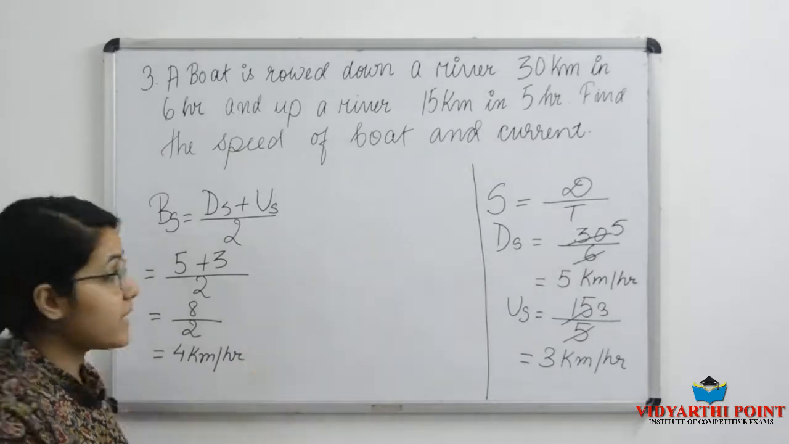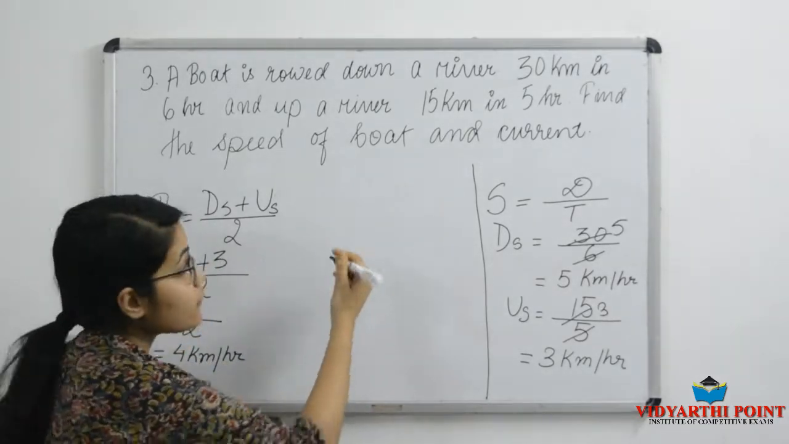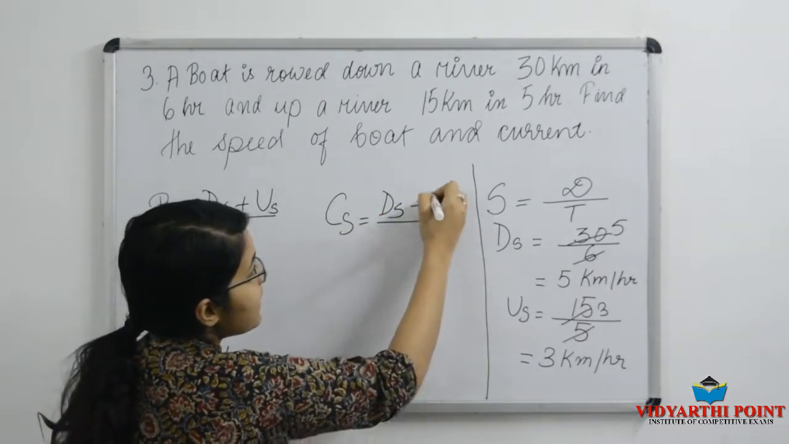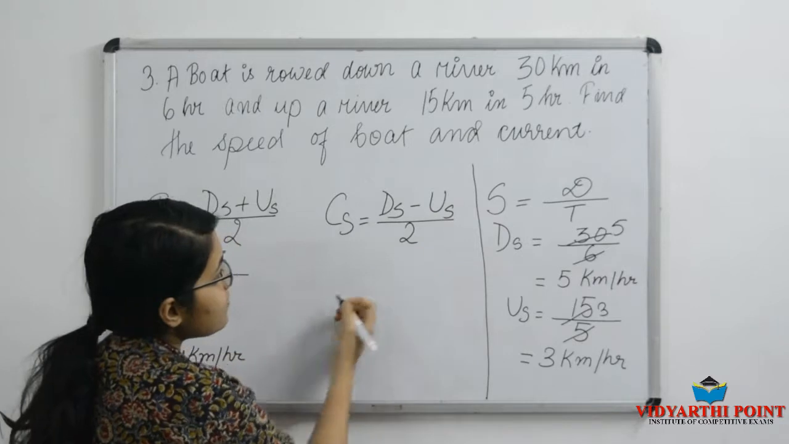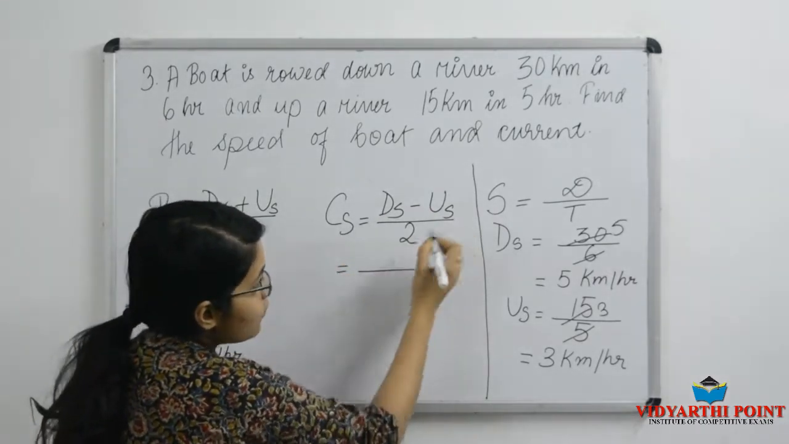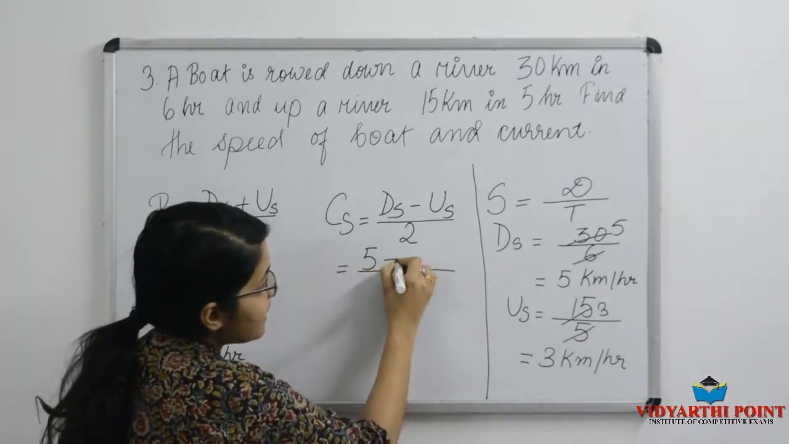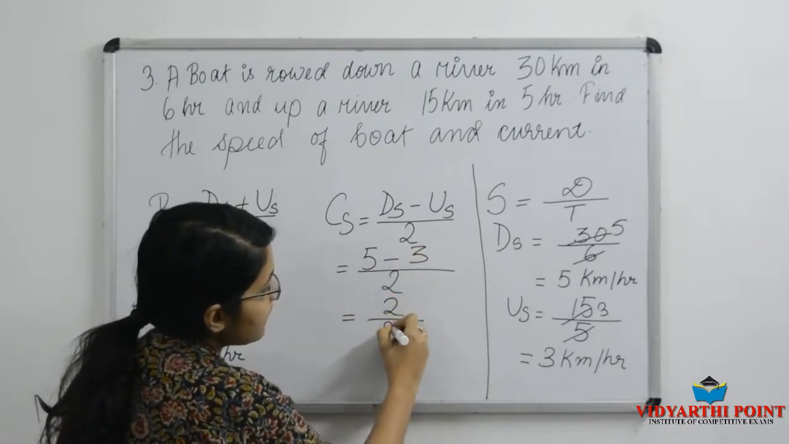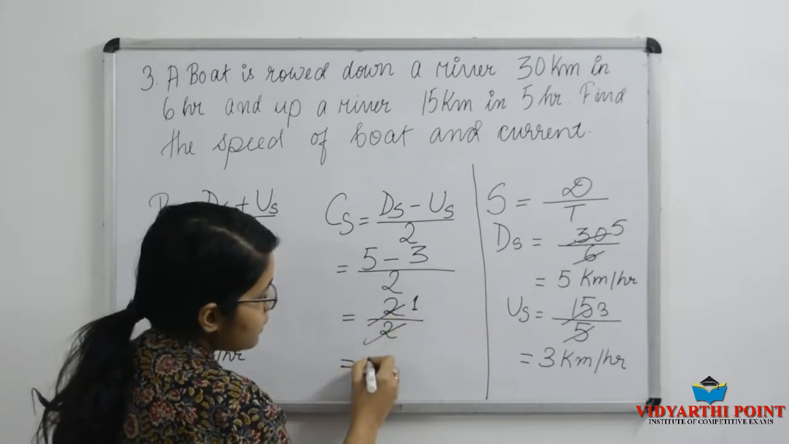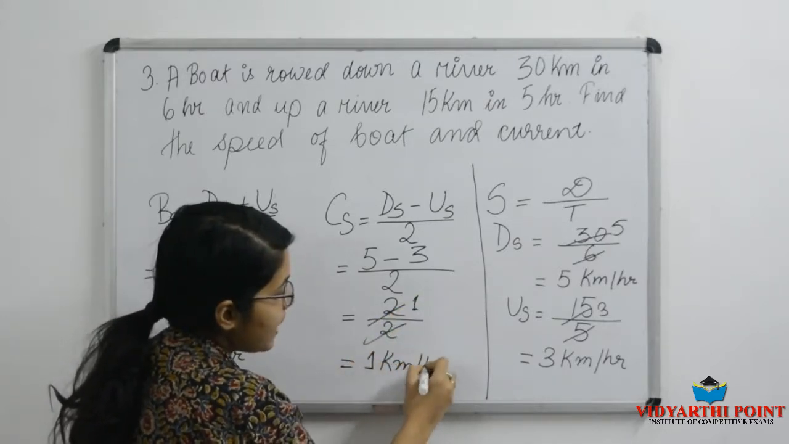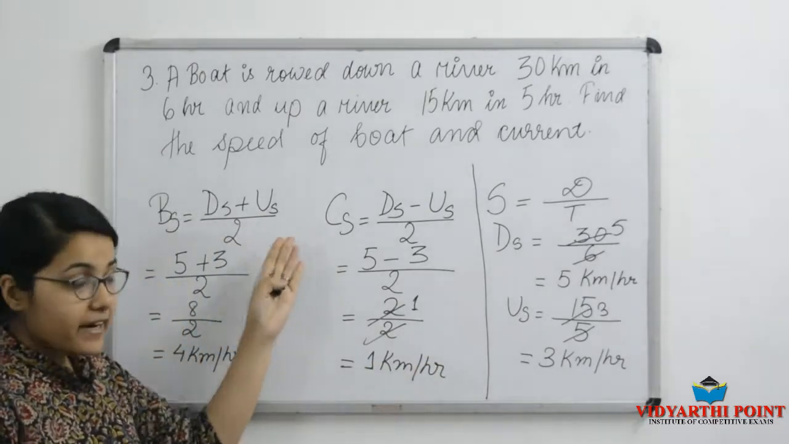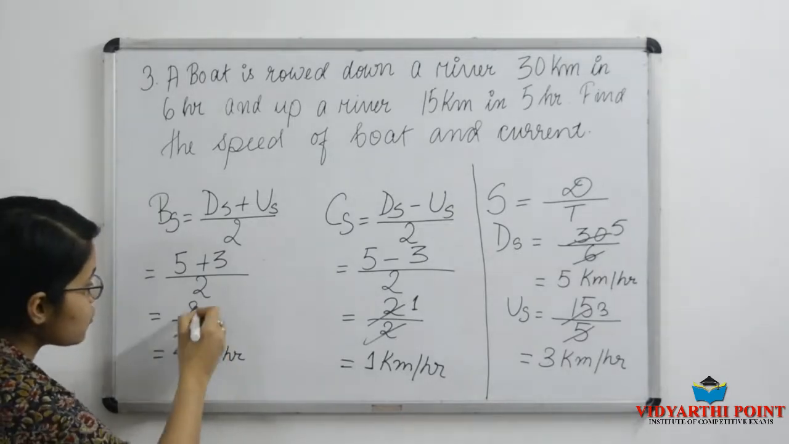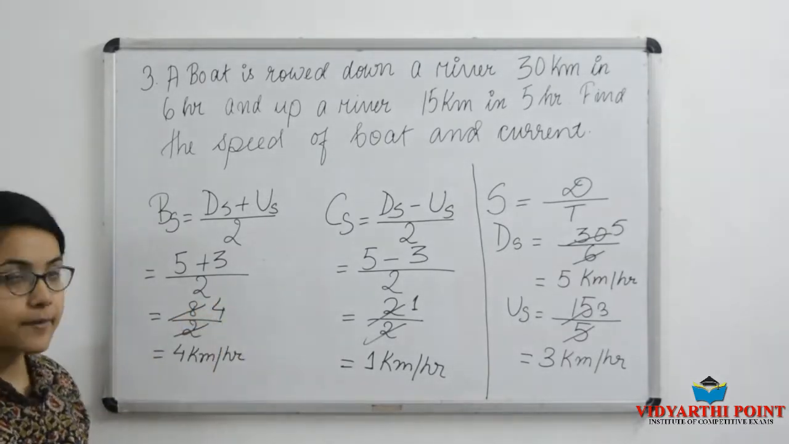Now, speed of current. Here also we will apply the direct formula. Speed of current is downstream speed minus upstream speed divided by 2. Downstream speed is 5 minus upstream speed is 3 divided by 2. 2 by 2, upon cancellation, 1 km per hour. So, speed of the current is 1 km per hour and speed of the boat is 4 km per hour.